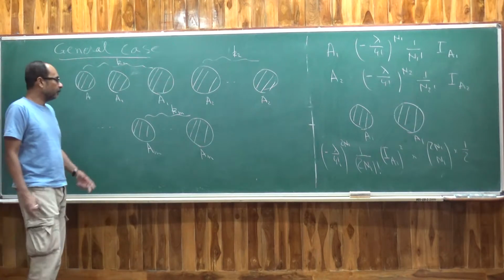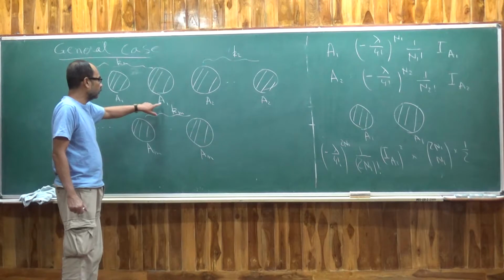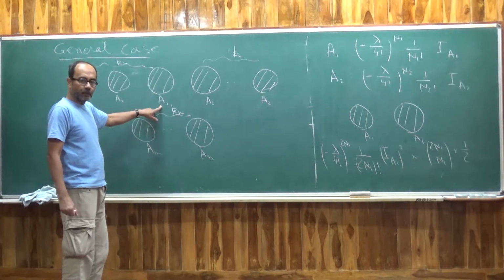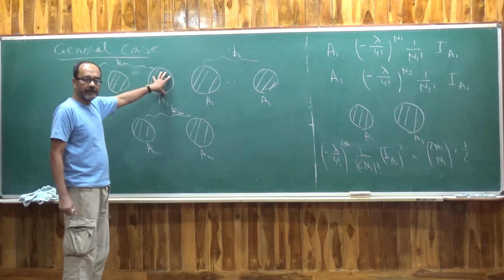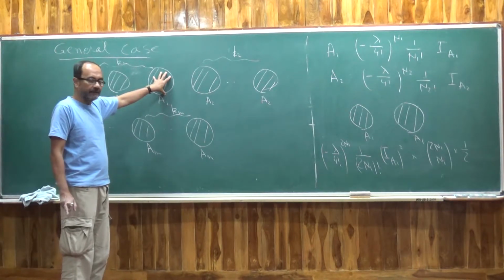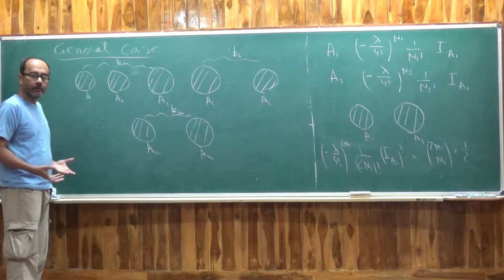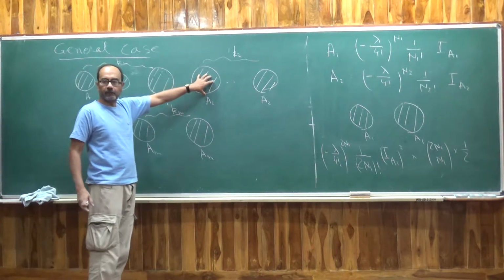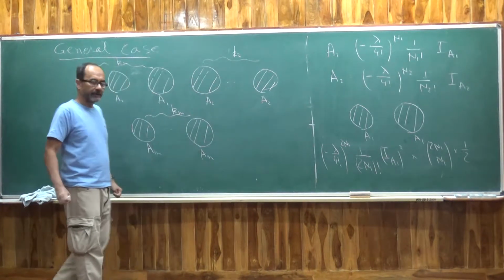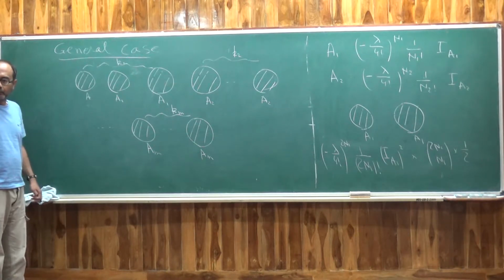Again, we will follow the same convention that minus lambda over 4 factorial to the power n1 times I A1 will be the contribution that we would have gotten just from this bubble, just one connected bubble diagram. Similarly, minus lambda over 4 factorial to the power n2 times I A2 will be the contribution from this bubble, and so on. So with this notation, let's calculate the total contribution.